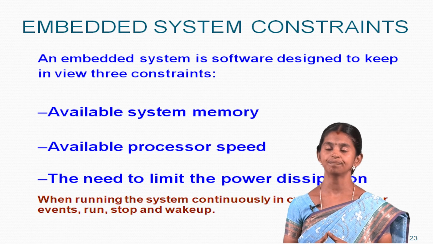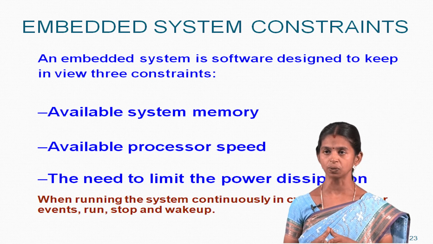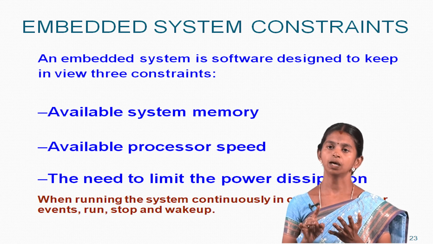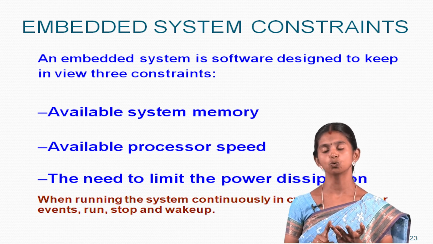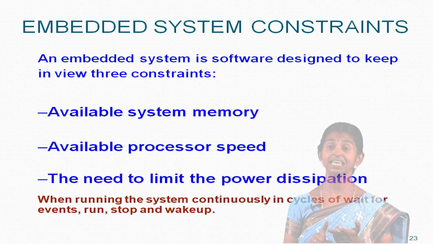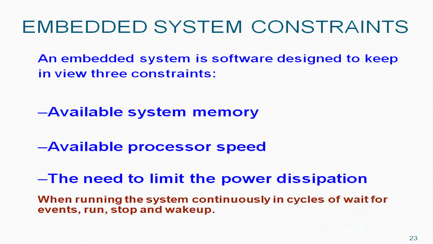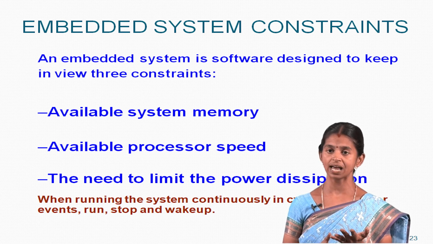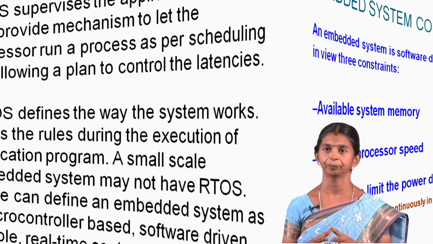Embedded system constraints. An embedded system is software designed keeping in view three constraints. Number 1, system memory. Number 2, processor speed. Number 3, they need to limit the power dissipation when running the system continuously in cycles of wait for events such as run, stop and wake up.